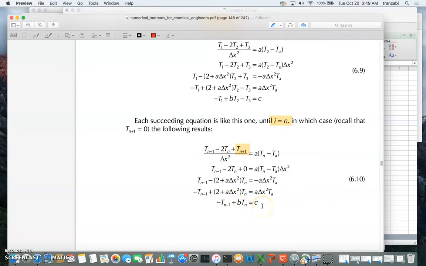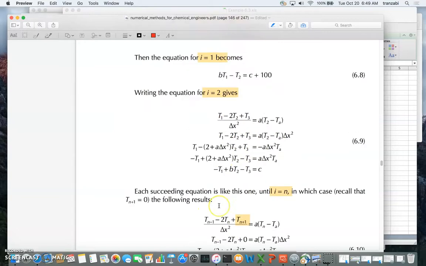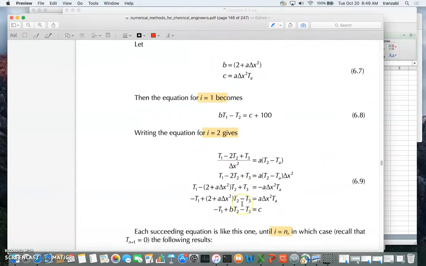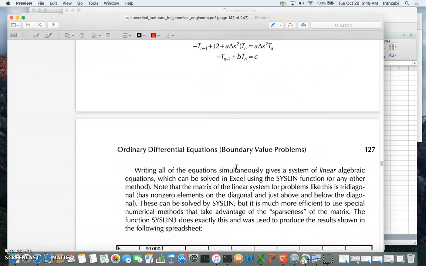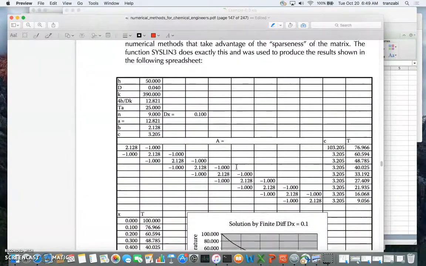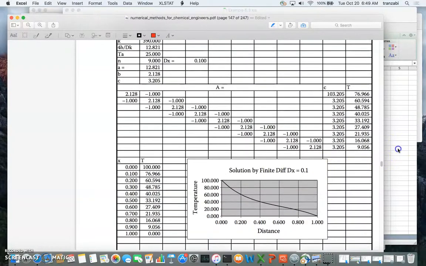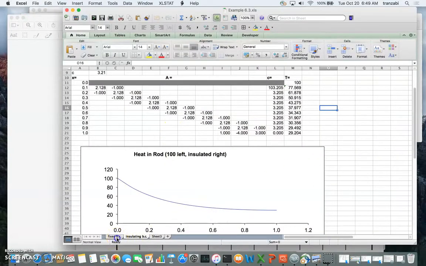So the last equation is a bit different. Look at that. From equation 2 to n minus 1, the equation looks like this with 3 variables, T_{i-1}, T_i, and T_{i+1}. For the last one I have 2 unknowns, and for the first one I also have 2 unknowns. So we're going to put all these into the spreadsheet and use a matrix package or syslin to solve for the system. So here is the solution.